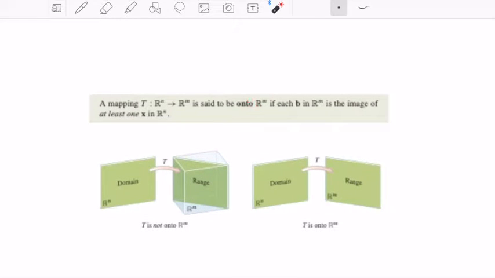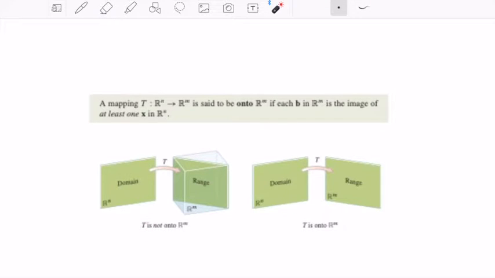Alright, first we start with the definition. What is an onto mapping? A mapping T from n-dimensional space to m-dimensional space is said to be onto if each b in the range is the image of at least one x in the domain. From the picture, we can see there's a linear transformation T. You have the domain plane and the range, R^m. T here maps this domain into one plane in the range, and this doesn't occupy the whole range. Then this is not onto.